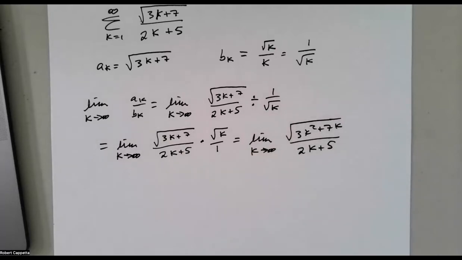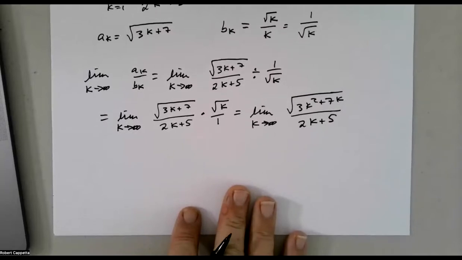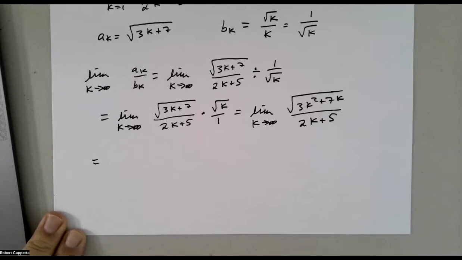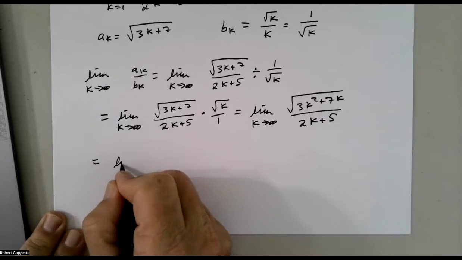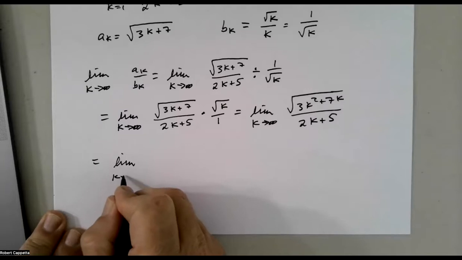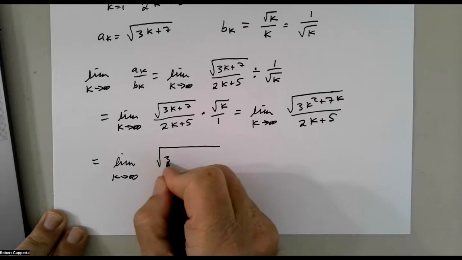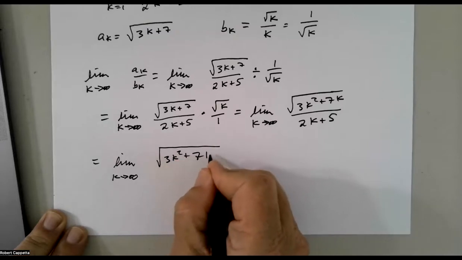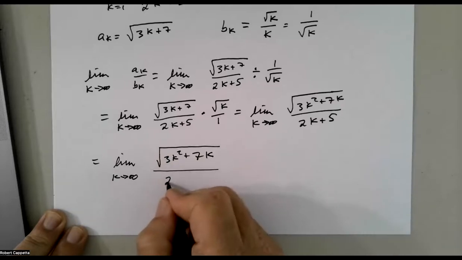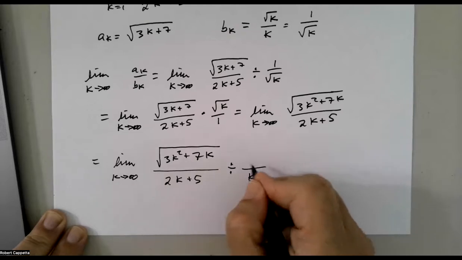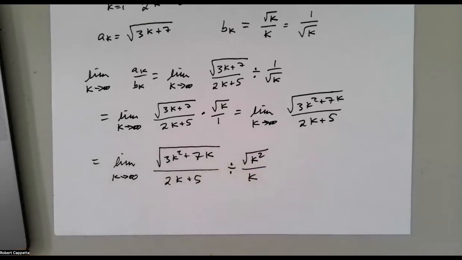Just be careful with your algebra here. We've got to divide top and bottom by the same thing if we're going to use Calc 1 strategies, or you could use L'Hopital, but I think L'Hopital is a little more challenging here because we've got to mess with the chain rule. So I'll stick with Calc 1 strategies. Limit as k goes to infinity of the square root of 3k squared plus 7k divided by 2k plus 5. Divide top and bottom by k, but on the top I'm going to call it the square root of k squared, which is really absolute value of k. But as we are approaching infinity, that's not going to be an issue.